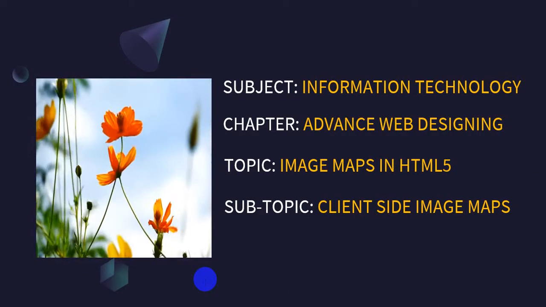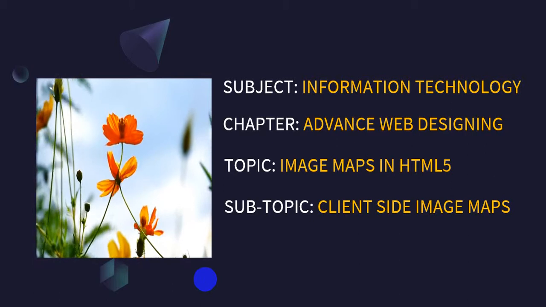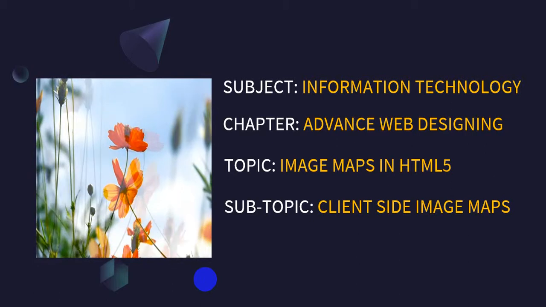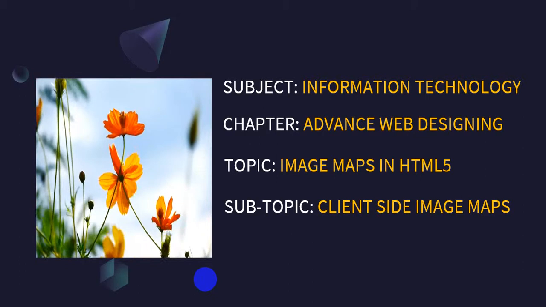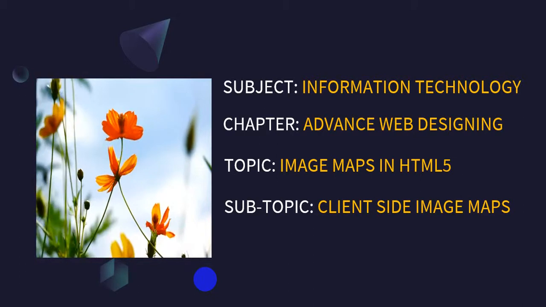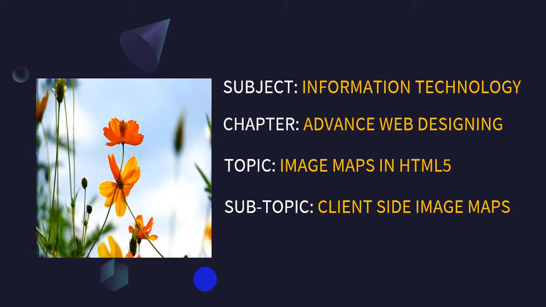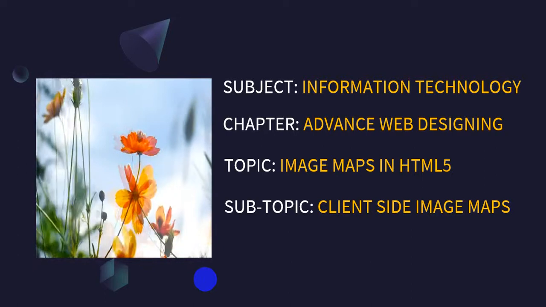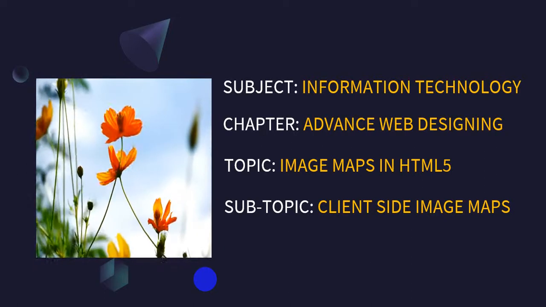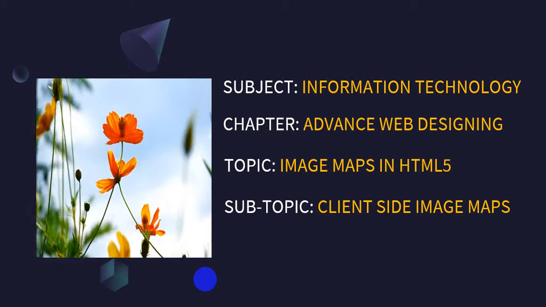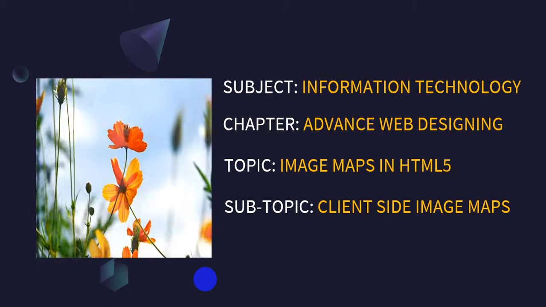In this particular video lecture, we will be learning image mapping. In our previous lecture, we have seen how we can create multiple links on a single image, and we've come to know that this process of creating multiple hyperlinks, creating multiple hotspots on a single image, is called image mapping. So we have seen this.